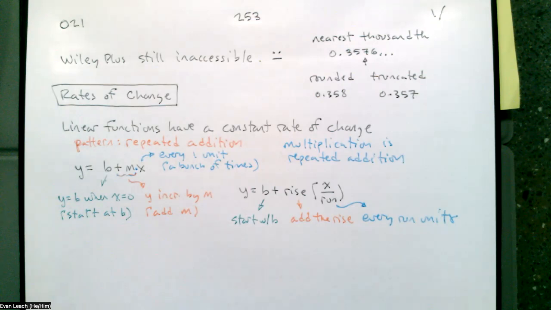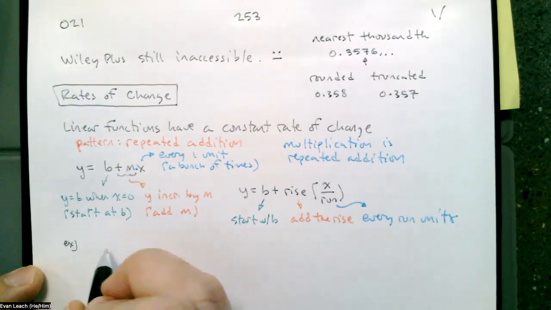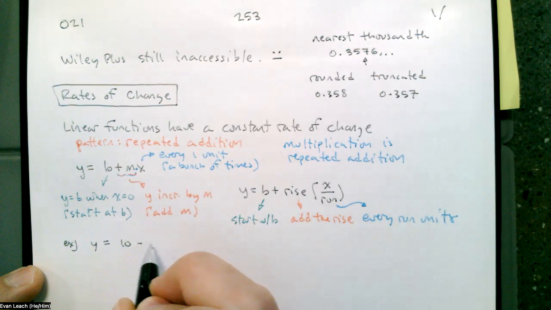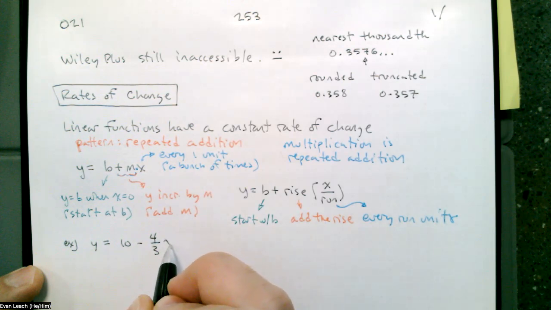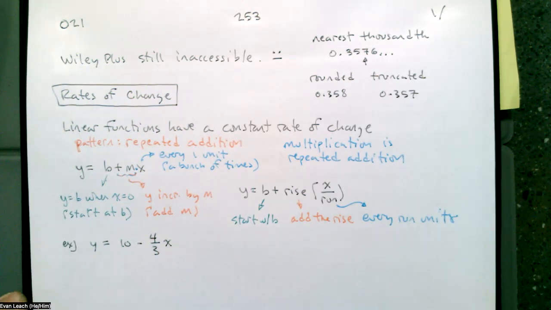Linear functions have a constant rate of change. We're well versed in this. We know what it should look like. So if, for example, we've got a linear equation, y is equal to 10 minus 4/3 x, we could say, let's start y at 10 and subtract 4/3 every unit. Or we could start at 10 and subtract 4 every 3 units.